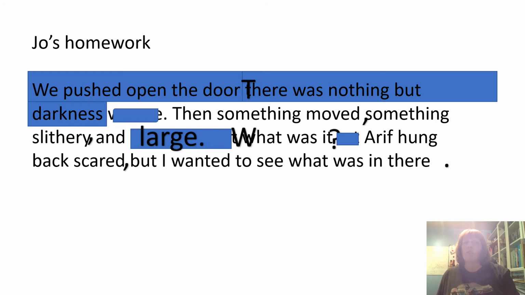And Joe, it was a really good story, but we needed to make sure the words were in the right order. We used a capital letter at the beginning of the sentence and a punctuation mark at the end. So we've used question mark and full stop.